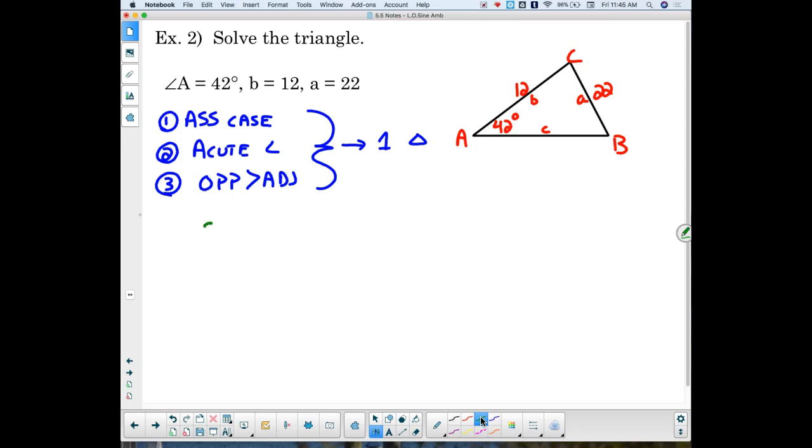So the sine of angle A divided by side A is going to equal the sine of angle B divided by side B is going to equal the sine of angle C divided by side C. But I don't know either of the C's yet. Me, I'm a writer-outer.